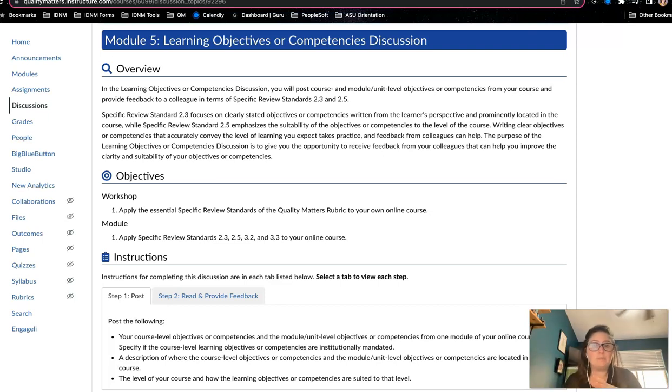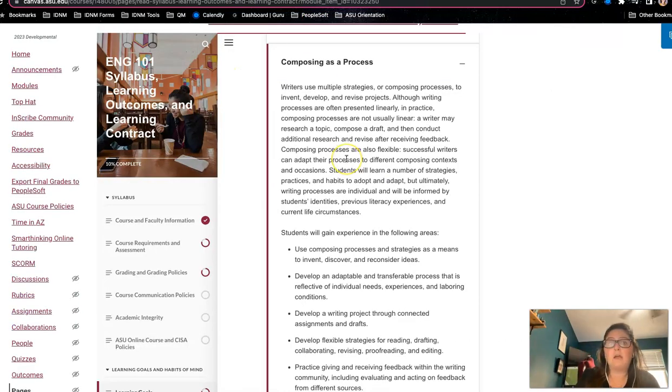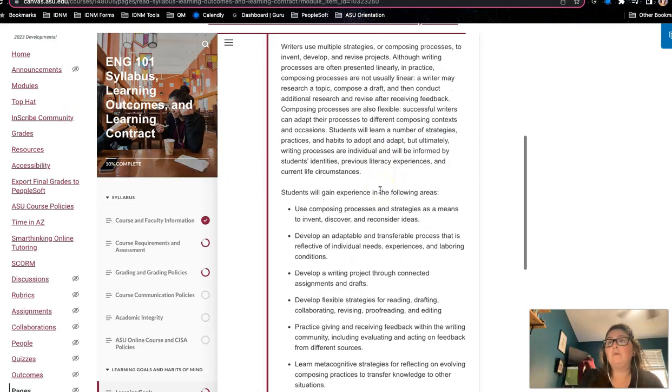So for this example, I'm still going to be using English 101. I'm going to open up our syllabus here to take a look at our objectives. So our course level objectives are prominently located within that course syllabus that students have access to in Module 1. In our course, we actually call these learning goals versus learning objectives. Our goals are mandated by the institution, so these may not be the best examples of well-written objectives from the standpoint of SRS 2.1. But here we have an example of what those are and where they are located.